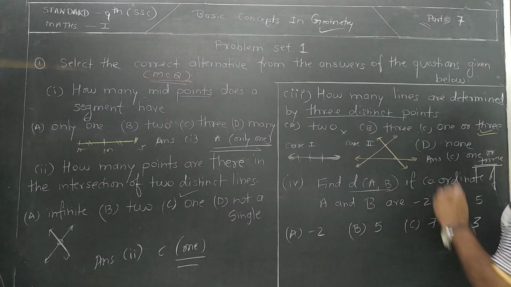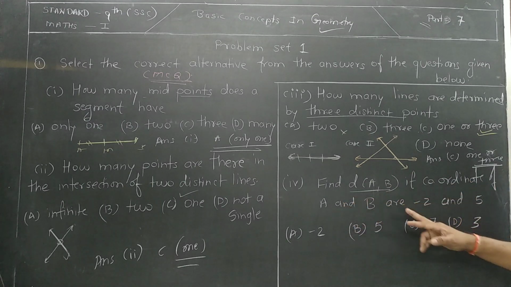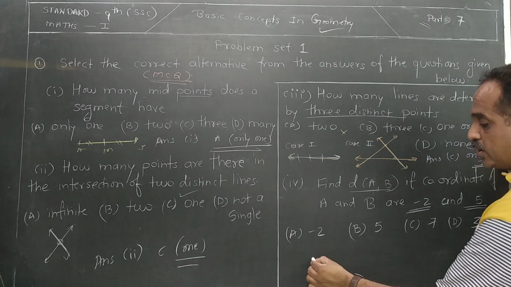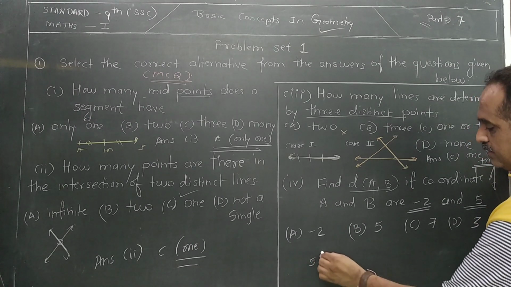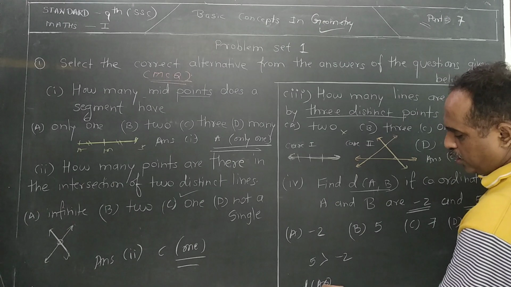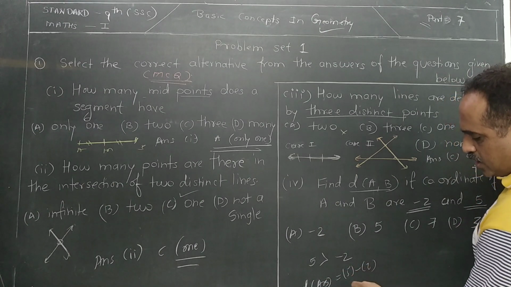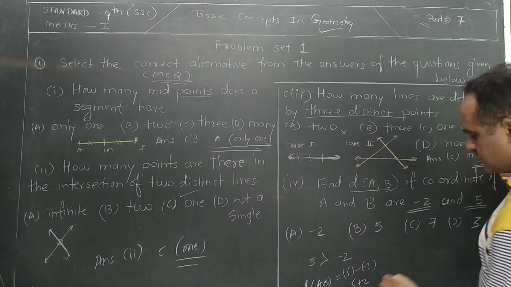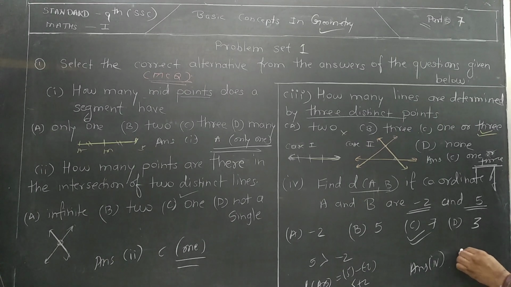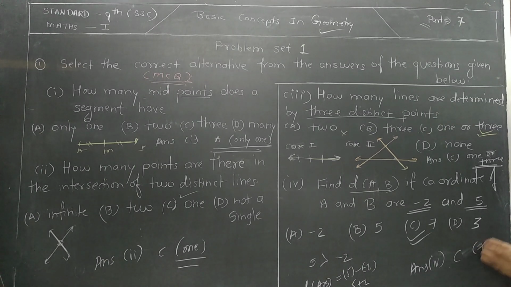Find the distance AB, given the coordinates of points A and B. We have been given the coordinate of A is -2 and of B is 5. No need to solve this in writing. This is just for yourself only. Coordinate 5 is greater than -2, and I told you that distance is the larger coordinate minus the smaller coordinate. It is 5 minus -2, so 5 plus 2. The answer is 7. This is the option. The answer for the fourth question is C, and the answer is 7.